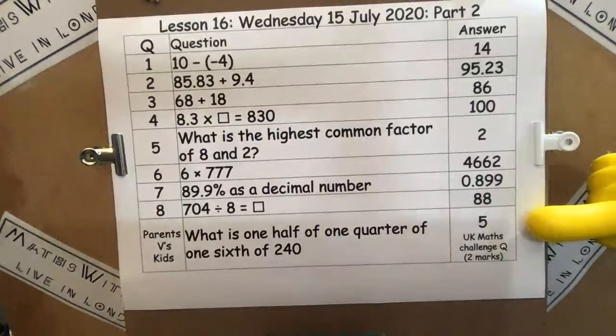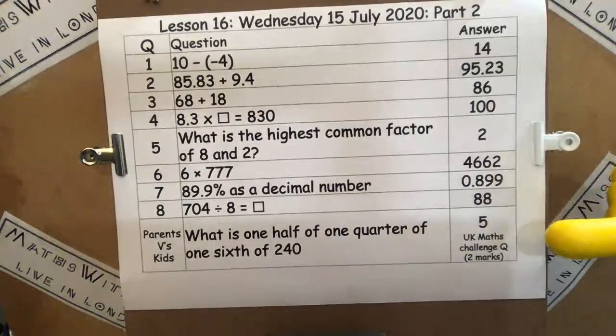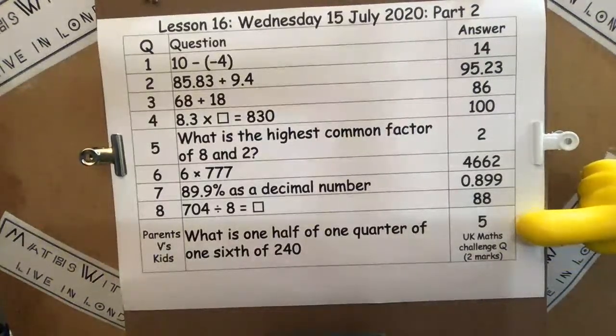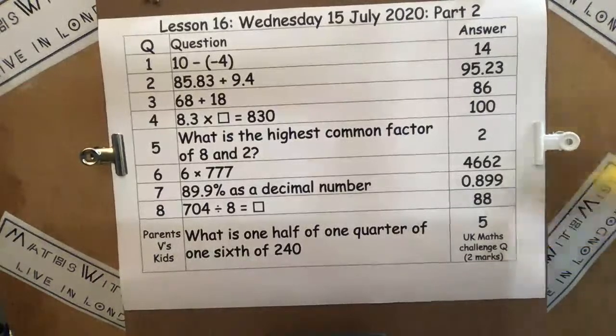Question 8 is 88. And the second parent versus kids challenge, 1/2 of 1/4 of 1/6 of 240 is 5. We'll take a look at that one as well. All right, moving on to part 3.